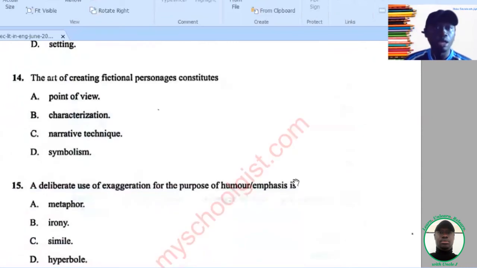Question 14. The art of creating fictional personages constitutes... Please watch my video on types of characters. A character is a personage in a work of art. So the art of creating fictional personages is referred to as characterization. So the correct option here is B.